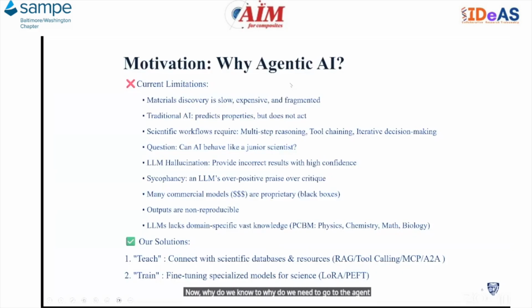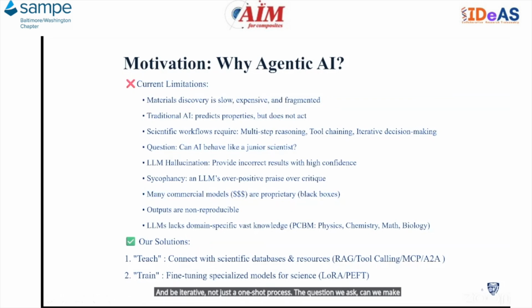Why do we need to go to agentic AI, and why not just use AI for materials? First of all, some of the limitations: materials discovery is quite slow. Whether you want to discover a new alloy or a new superconductor, they are expensive and fragmented. Traditional AI can predict properties but cannot take actions. Scientific workflows require multi-step reasoning, not just one if-else statement, but tool chaining so that it can connect multiple stages and steps and be iterative, not just a one-shot process.